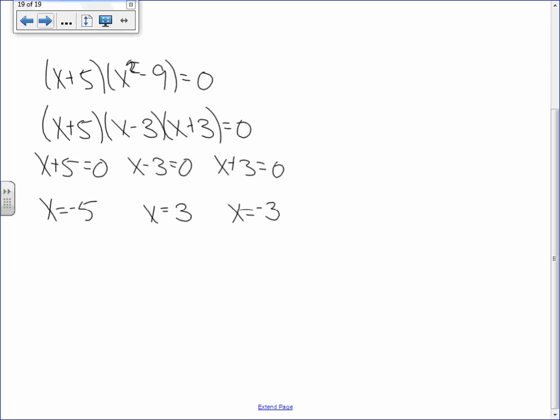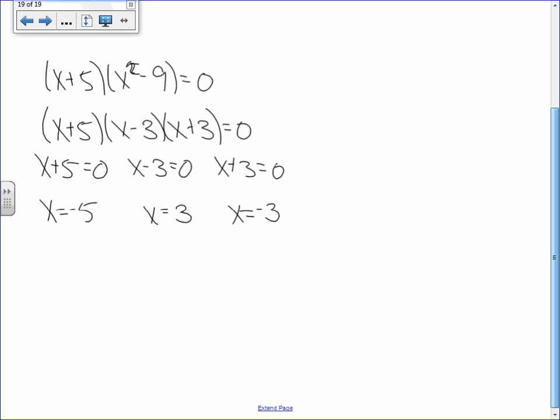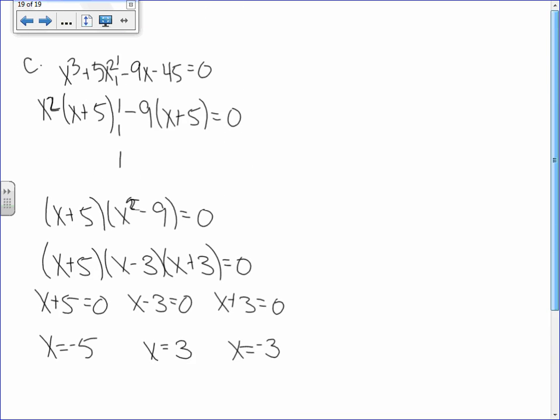I think I pointed this out in the last video. Notice I got 3 different solutions for x, and that's because the highest exponent in my original was a 3. Alright, if you have a cubic, you're going to get 3 answers. Just like for a quadratic, when our highest exponent is 2, we get 2 answers.